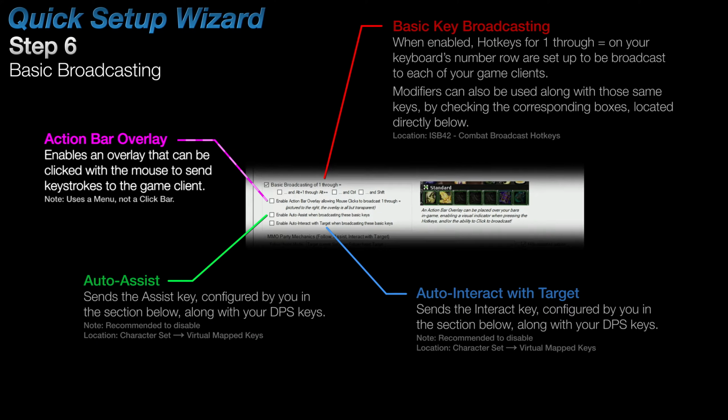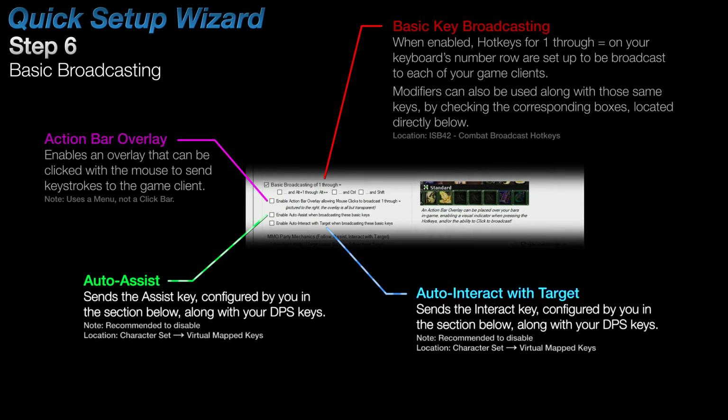Now, if you're someone who would rather click the buttons on the action bar rather than use a keybind, then you can enable the action bar overlay option. I won't be talking too much about this other than how to place it over your bars in-game, but there is separate documentation on the ISBoxer Wiki linked below. Finally, I would also suggest not enabling Auto Assist or Auto Interact, as most games either don't handle these properly, or, in the case of Interact, don't even have the function to begin with, so it's best to leave those both disabled when first starting out.